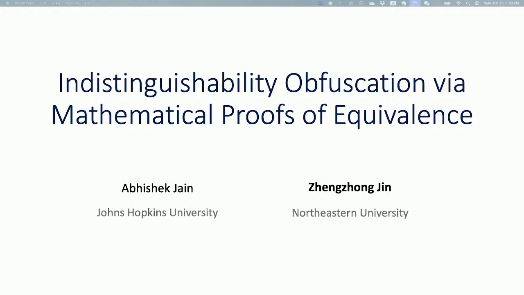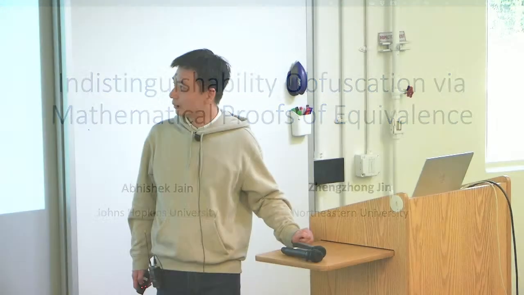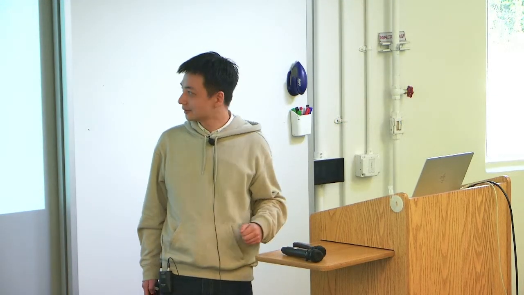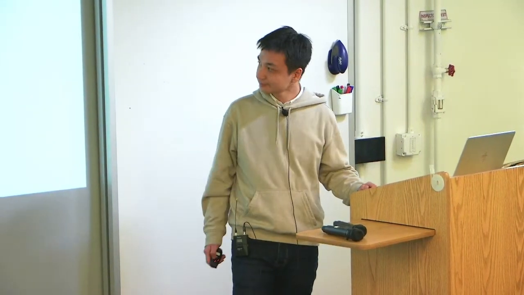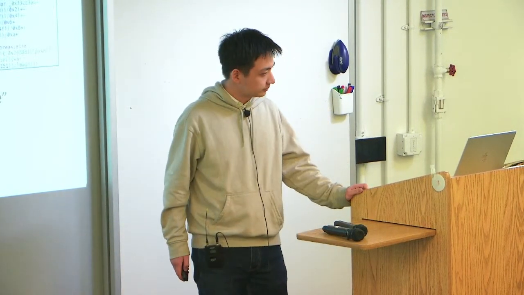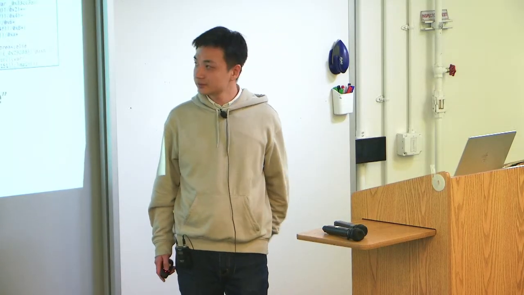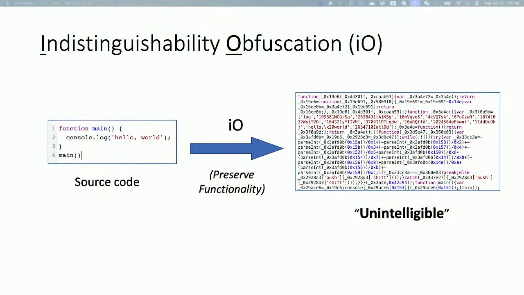Thanks for the introduction. So this work is about indistinguishability obfuscation, where mathematical proof of equivalence. And I'm Zhengzhong, and this work is joint with Abhishek. So indistinguishability obfuscation is an algorithm that takes the source code of some program as input and outputs a program that looks unintelligible while preserving the functionality of the original program.